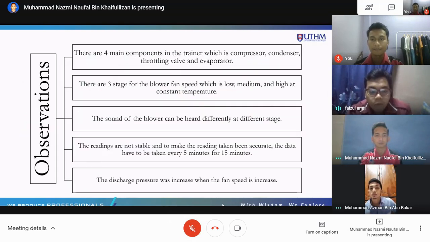Observation. There are four main components in the channel, which are compressor, condenser, throttling valve, and evaporator. There are three stages for the blower fan speed, which are low, medium, and high at constant temperature. The sound of the blower can be heard differently at different stages. The readings are not stable, and to make the readings accurate, the data have to be taken every 5 minutes for 15 minutes. The discharge pressure will increase when the fan speed is increased.